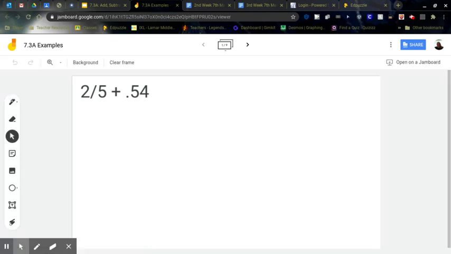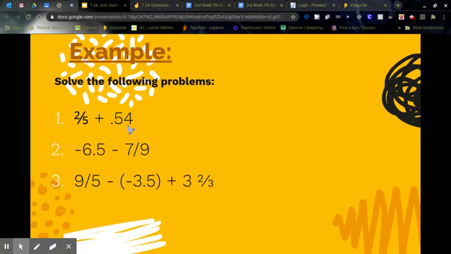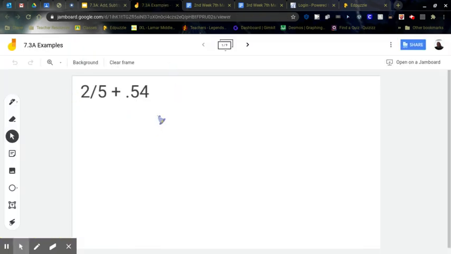Okay, so our first example, if we go back to this, our first example is 2/5 plus 0.54. So I've got that right here, 2/5 plus 0.54. Okay, I want you to try to figure it out for yourself first, and then come back and I will go over it with you. So I would pause the video right here so you can go through it and do it.